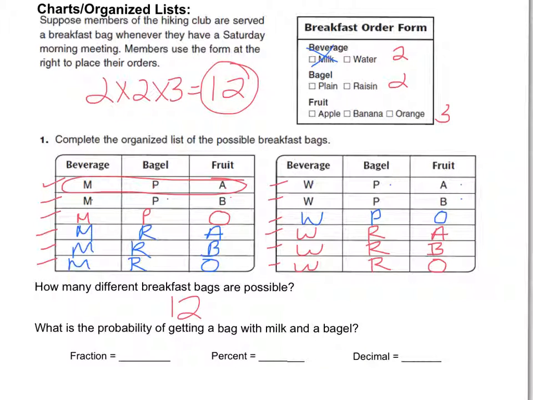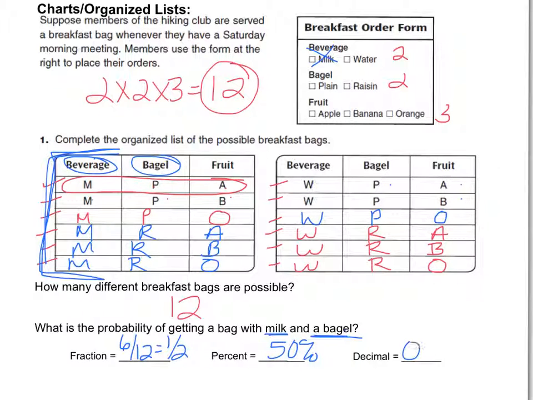So what is the probability, the theoretical probability of getting a bag with a milk and a bagel? Now it doesn't specify plain or raisin, so that means we get to count both. So this whole chart has milk with bagel options. So all 6 of those count, then none of these count because these are all with water. So it'd be 6 out of the 12, or 1/2. So it's 50%, or 0.5.